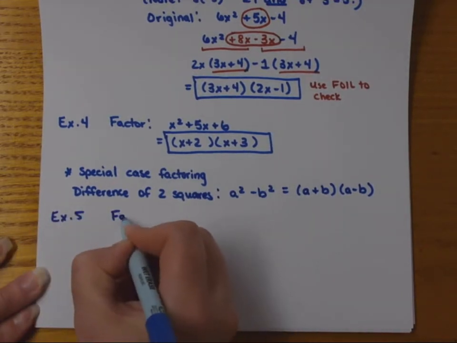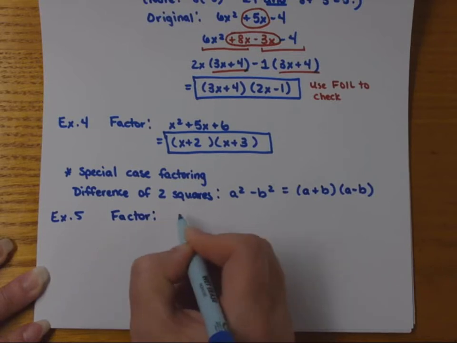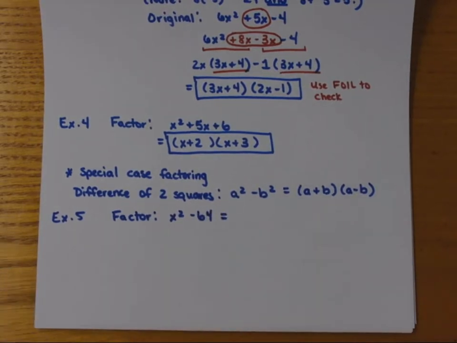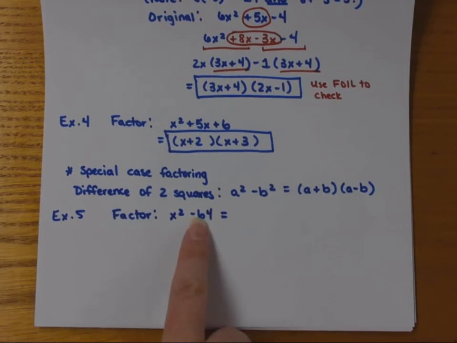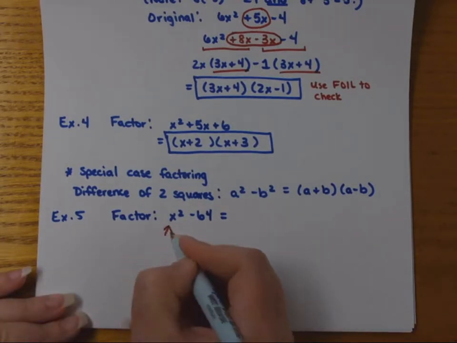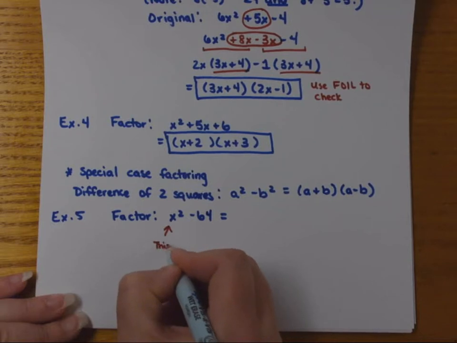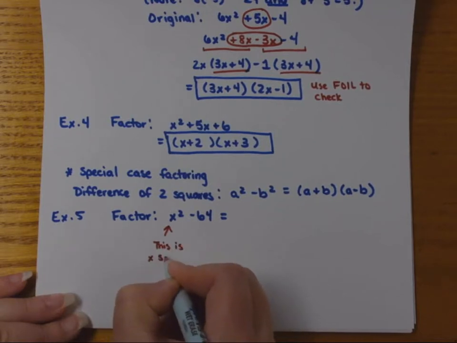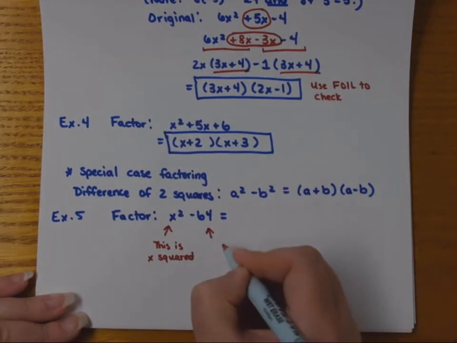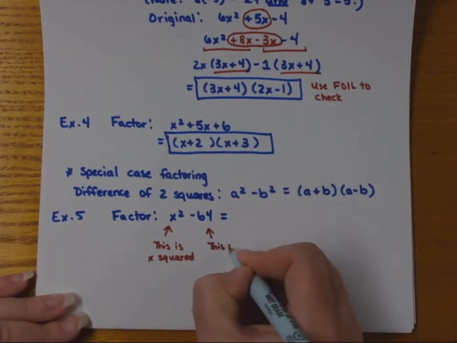So what that means is if you can verify that you have a special case, then you shouldn't have to show a lot of work. You should just be able to factor this quickly. Notice this looks different than the ones we factored before, right? Because there's no middle term. Also notice we are subtracting. And then notice these are two perfect squares. This is literally x squared, but this is also something squared. This is 8 squared.